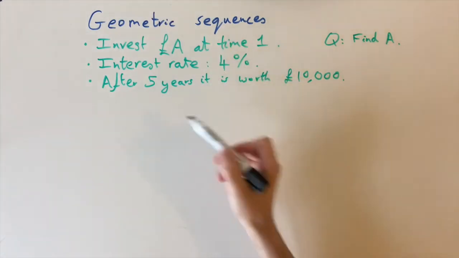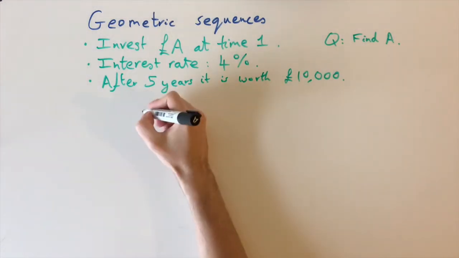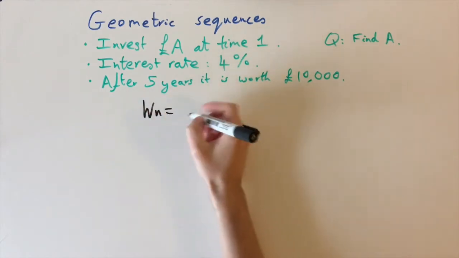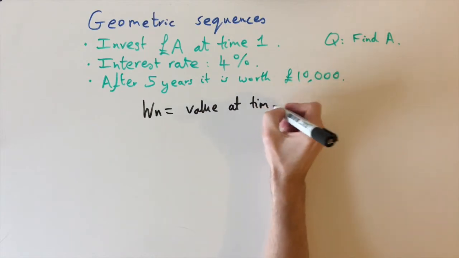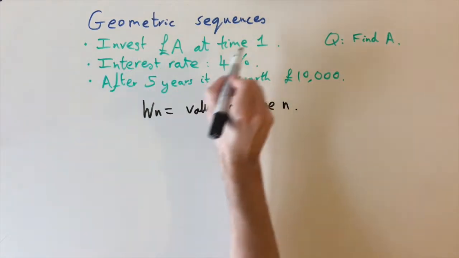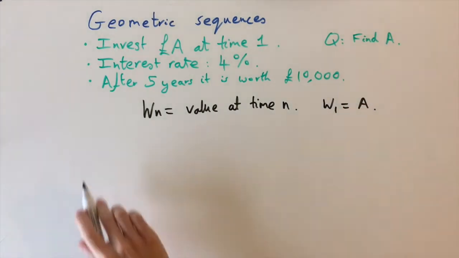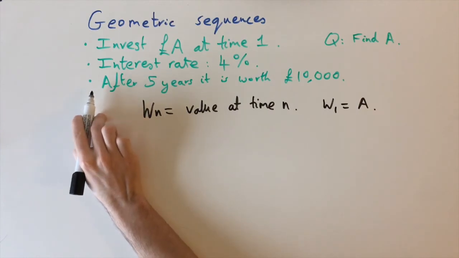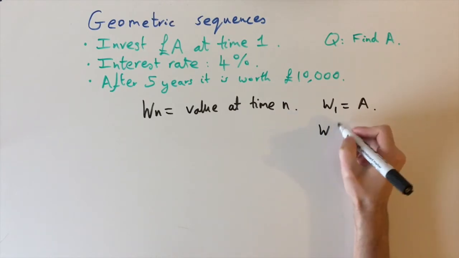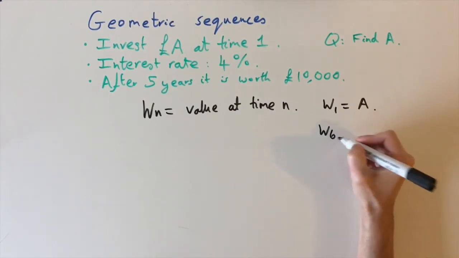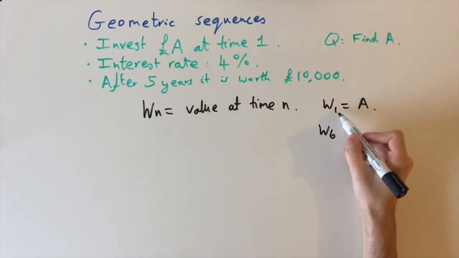So let's start off by translating all this word stuff into maths. So this is going to be a geometric sequence. Let's define Wn to be the value at time n. So the first bit of information tells us that W1 equals A. So that's nice and simple. And then looking at the third bit of information, this tells us that after 5 years, our value is 10,000. So we need to be careful about the indices. It's not 5 here, it's actually 6, because our times increase by an amount of 5 years, so we need to add 5 to the index here.